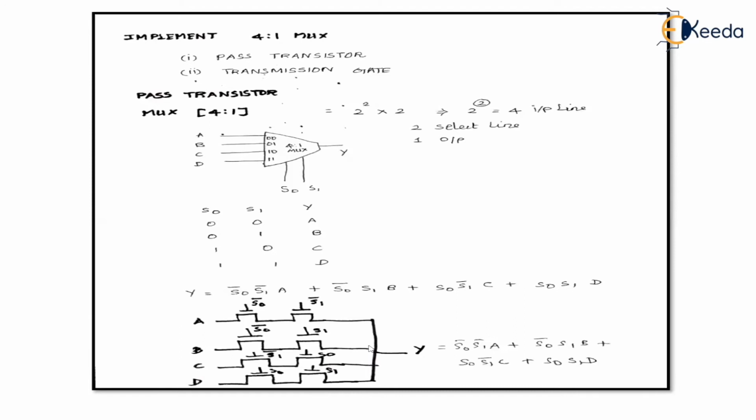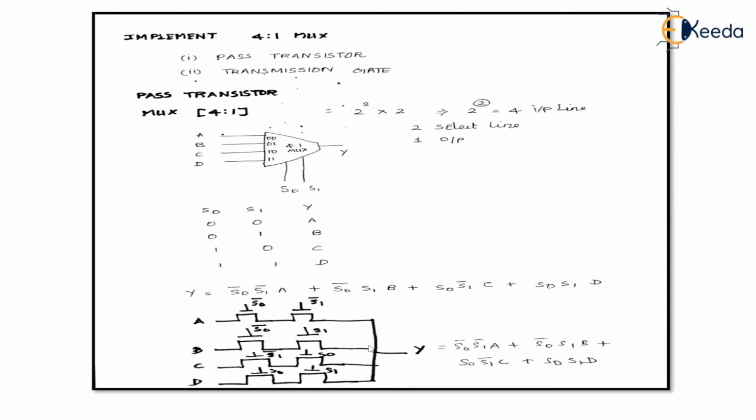Plus, what is the next combination? Of course, 1, 0. For the 1, 0 combination, what will I give? S0 into S1 bar into C. And for the last combination, both are 1. So just S0 into S1 into D. So my expression is given.